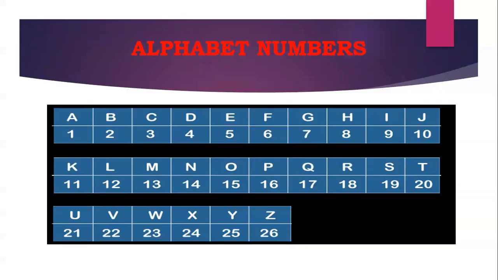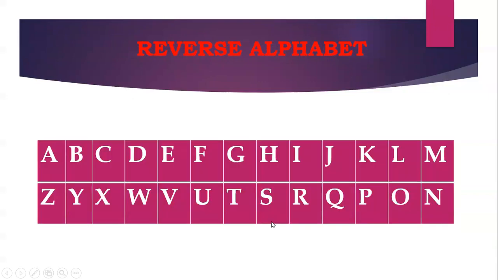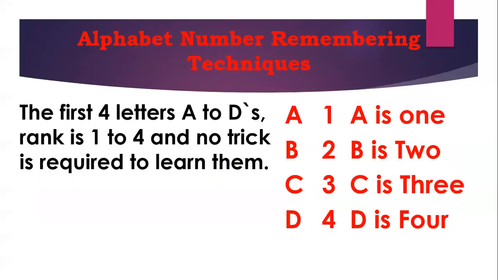Instead, you can follow the tricks which I am going to discuss now, so that you can easily crack the exam. In the alphabet, the numbers are like this: A, B, C, D up to 26. The reverse alphabets are A to Z, B to Y, C to X, D to W, E to V, F to U, G to T, H to S, I to R, J to Q, K to P, L to O, M to N. Now I am going to tell you how to remember them in an easy manner, with picturization, or with some word formats.